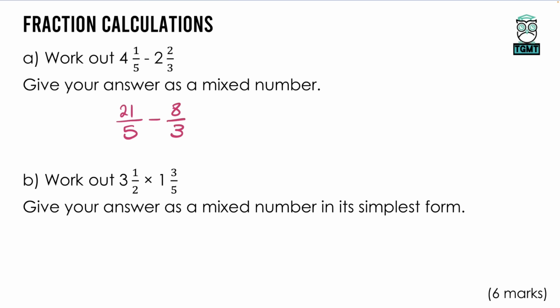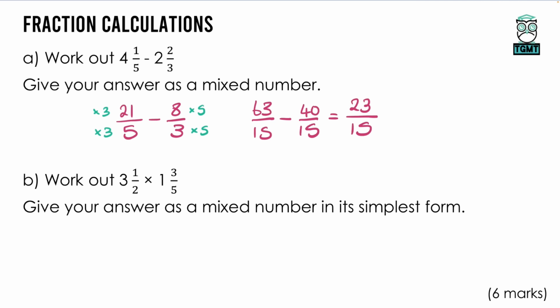In these questions, we need a common denominator, so we'll times the left fraction by 3, top and bottom, and the right fraction by 5, again, top and bottom. That's going to make two new fractions. We'll get 63 over 15, so 63 over 15, take away 40, also over 15. We can then just subtract the numerators, which will leave us with 23 over 15.